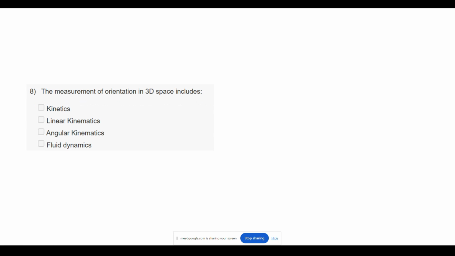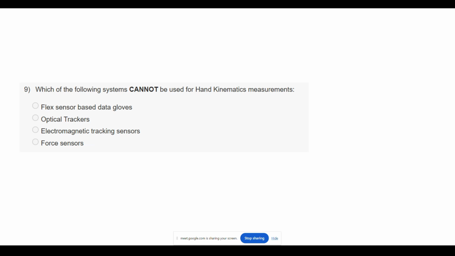The measurement of orientation in 3D space includes kinetics, linear kinematics, angular kinematics, fluid dynamics. The answer is linear and angular kinematics. Which of the following cannot be used for hand kinematics measurements? Flex sensor based detector gloves, optical trackers, electromagnetic tracking sensor, and force sensors. The answer is force sensors. These are used for kinetics measurements, not kinematics measurements.